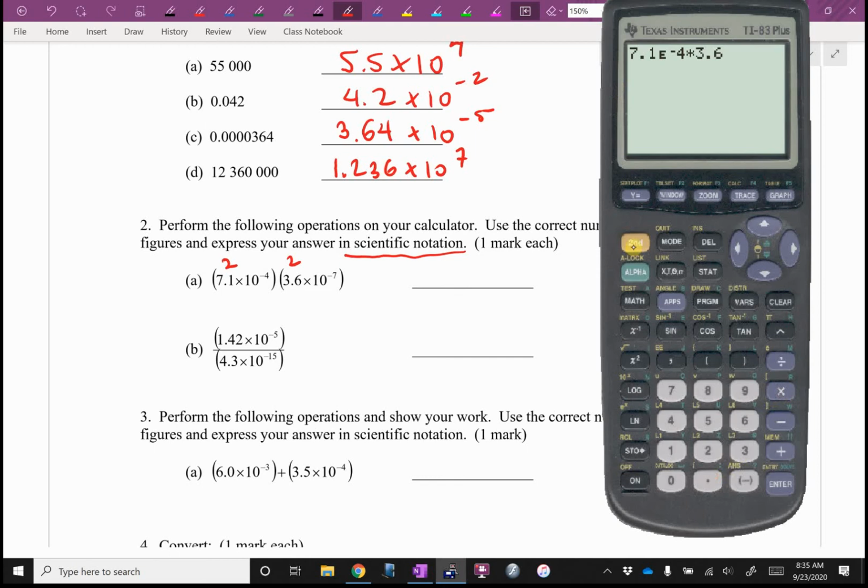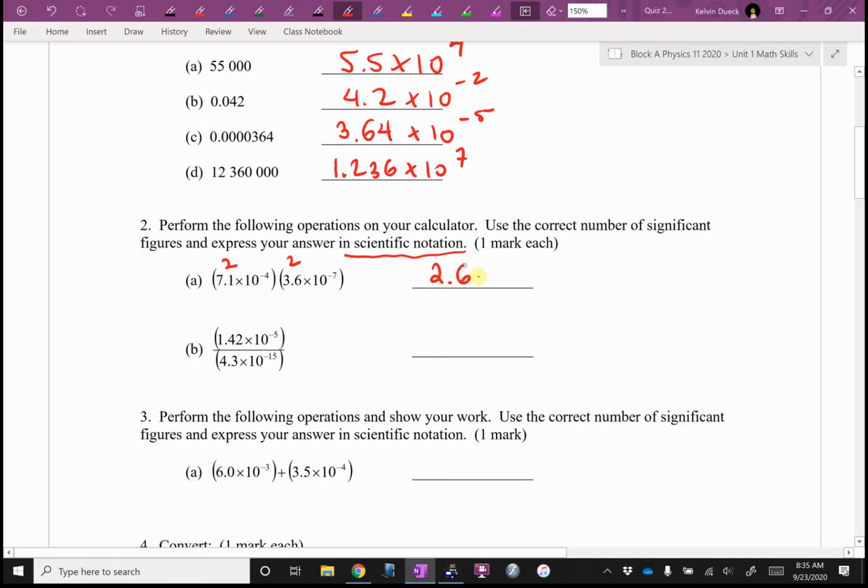Times 3.6. 10 to the negative 7. I said 2 sig figs, so 2.5. No, not 2.5. What's next to this 5? So 2.6 times 10 to the negative 10. All or nothing.